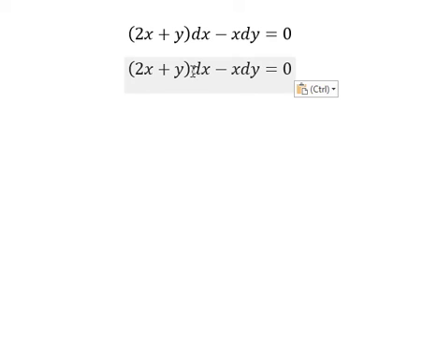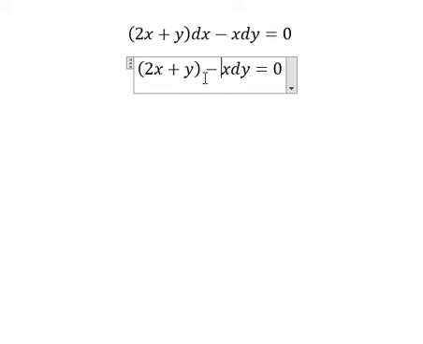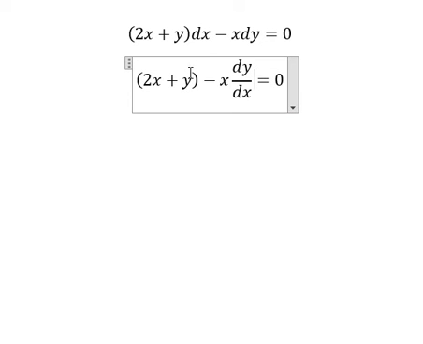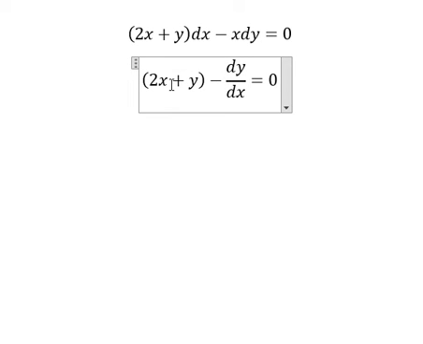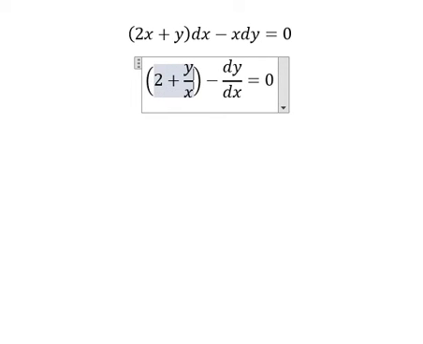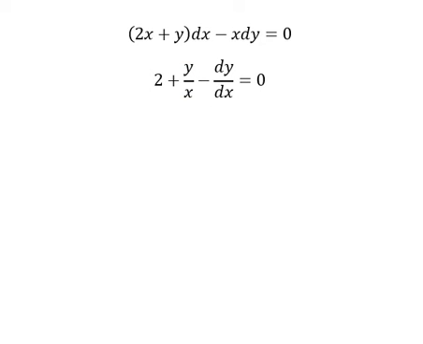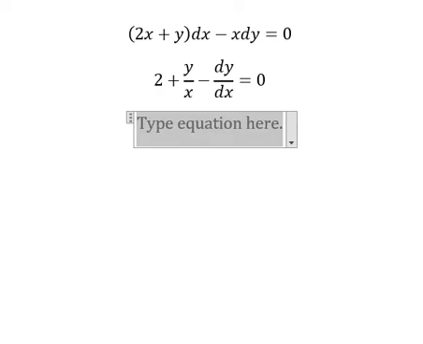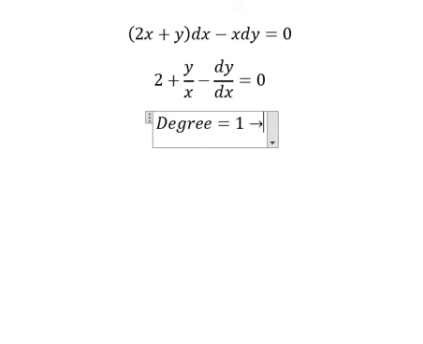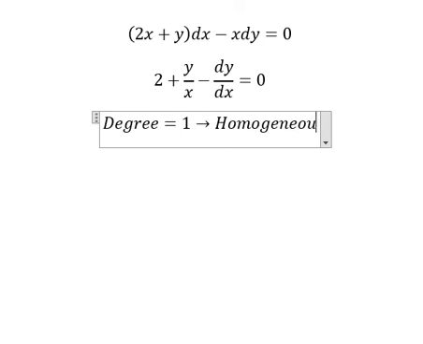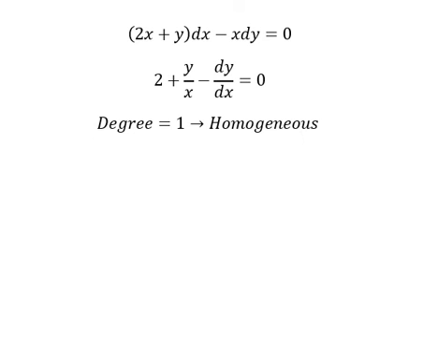We need to divide both sides by dx. Next, we need to divide both sides by x. So y over x, that is about the number 1. So this is about homogeneous. So I will put y equals v over x.